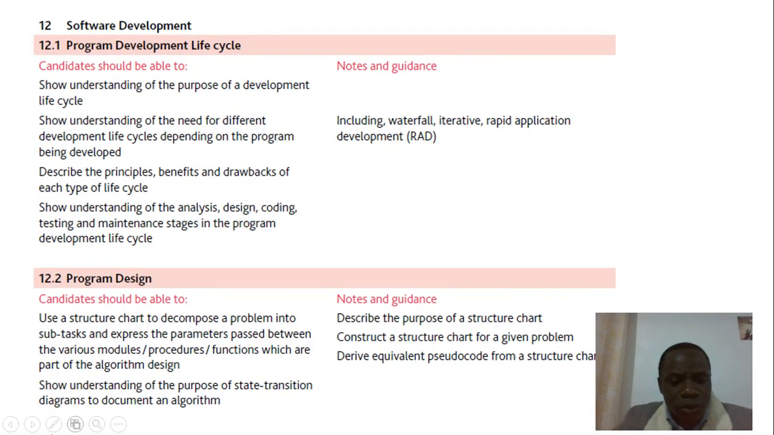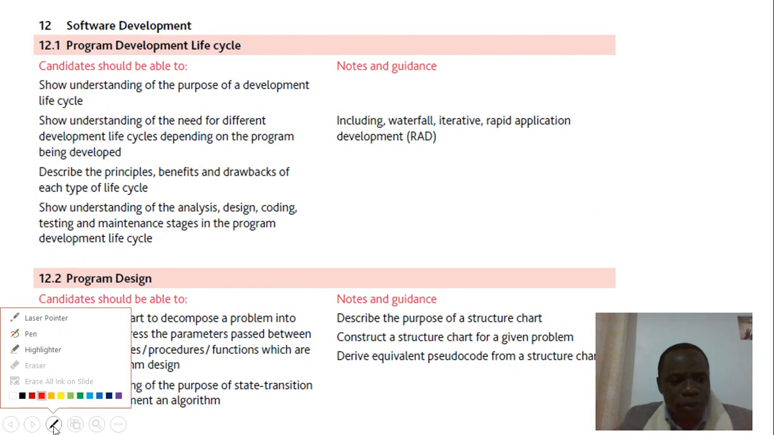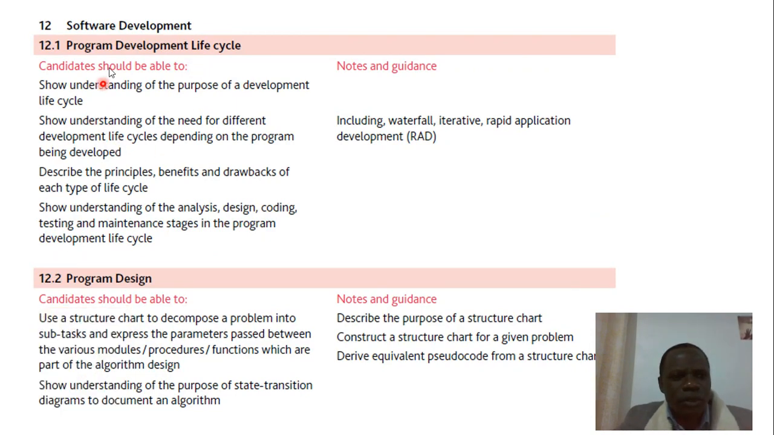Now, software development is the part of the syllabus we are looking at, and if you look at it closely, you will see that you need to understand the life cycle. So when developing a program, what are the stages? You look at these three models: waterfall, iterative, and the RAD. We'll describe them briefly, what they are, and then their drawbacks and benefits as well. Then we should also look at program design.